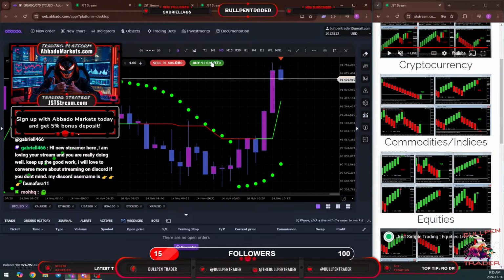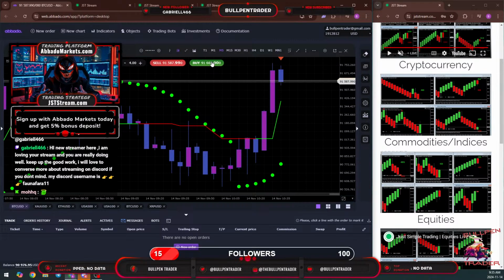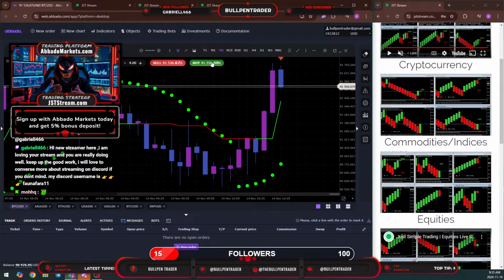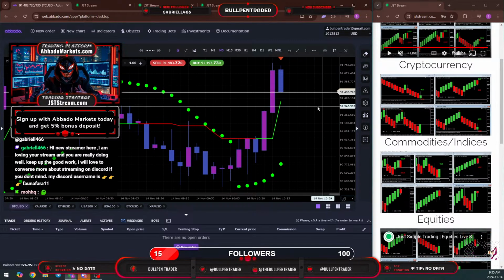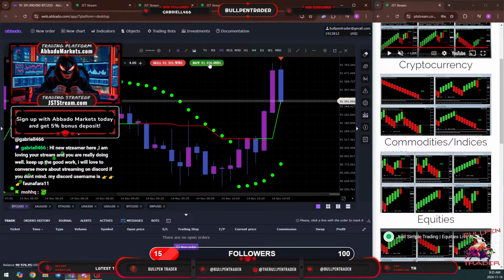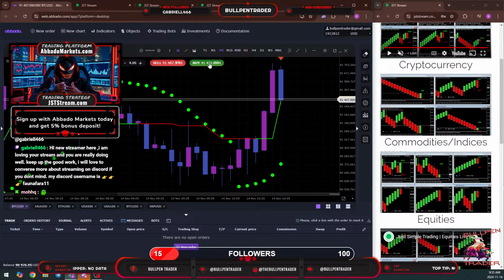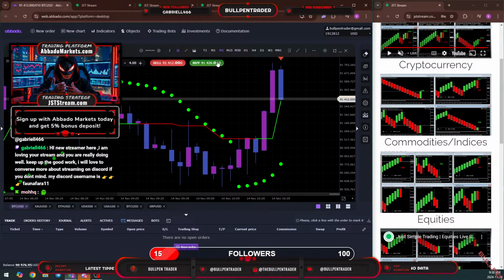All right, let's see if we can enter on this pullback. It's a much stronger pullback here. Let's see where we can enter. It might get close to the super trend right there. Let's see how much lower it goes. The volatility is insane right now.